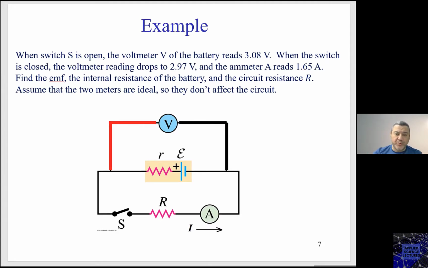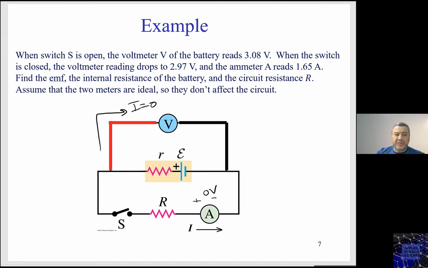Number two, ideal component, ideal voltmeter and ideal ammeter. What does this mean? In ideal voltmeter, there is no current withdrawn by the voltmeter at all. So the current taken by the voltmeter is zero, does not take anything from my circuit.